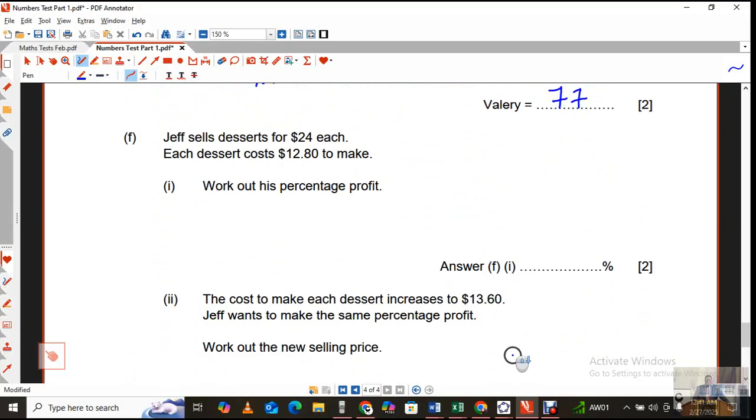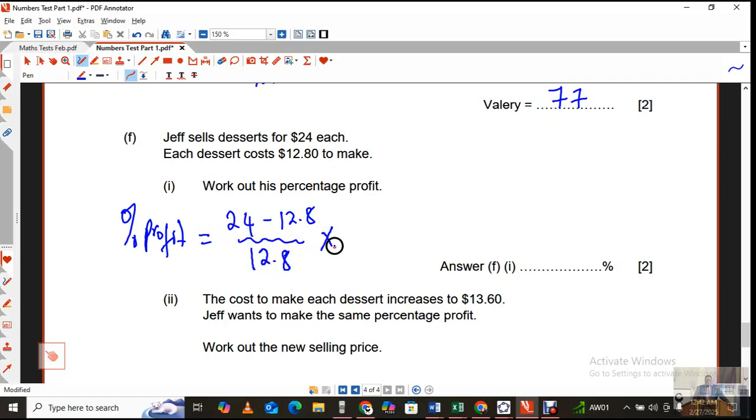Then we come to Jeff. Jeff sells desserts for $24 each, and each costs $12.80. So what would be his percentage profit? His percentage profit essentially would be the difference of the selling price minus what the items cost him, because that's how he makes a profit. 24 minus 12.8. Always put this over the original amount, how much the items cost, and then you multiply that by 100.